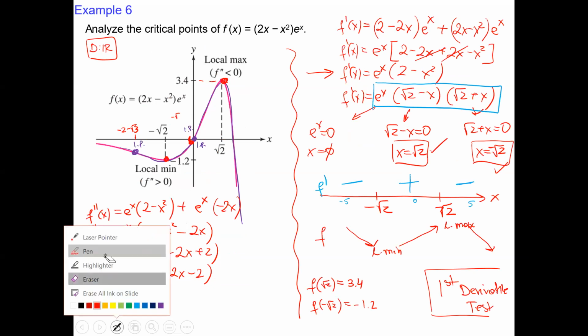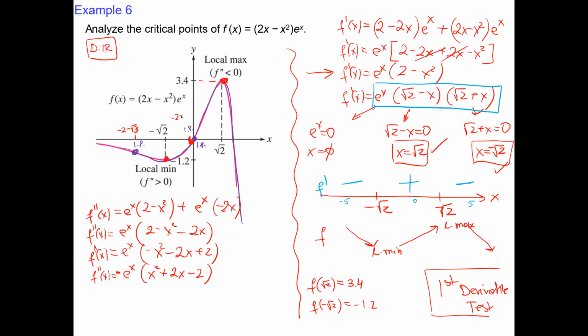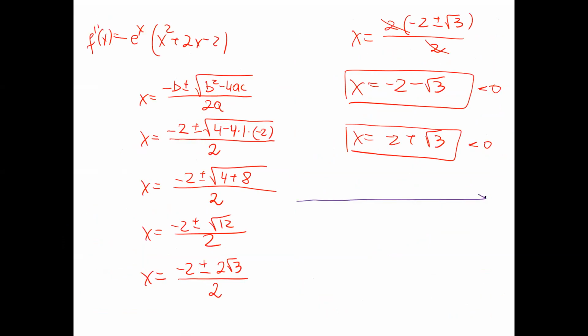-2, okay, -2 plus square root of 3. I will remove that dot. Oh, I can't remove it because that means this is actually the inflection point. Okay, and of course we can still test it.